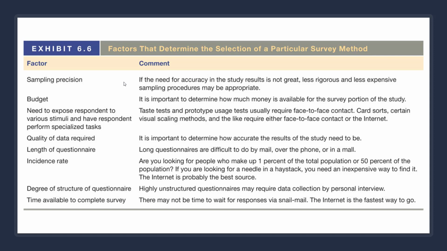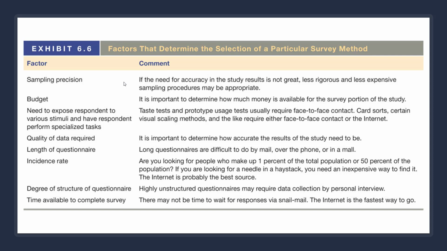Next factor is called the quality of data required. Quality: how accurate do you want your data to be? In the previous slide we talked about the different methods. Just the call center can probably produce very good quality data versus other types of survey methods. And the length of the questionnaire: long survey questions are difficult to do by mail, over the phone, or in a mall. It's really difficult when you do a long survey question. People are less likely to complete it.